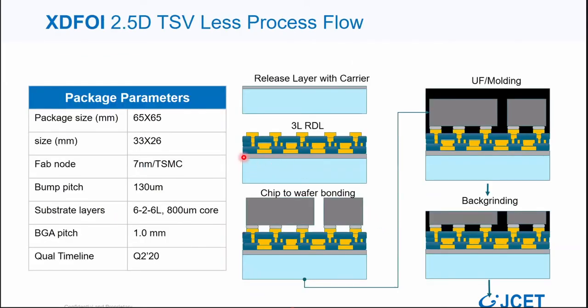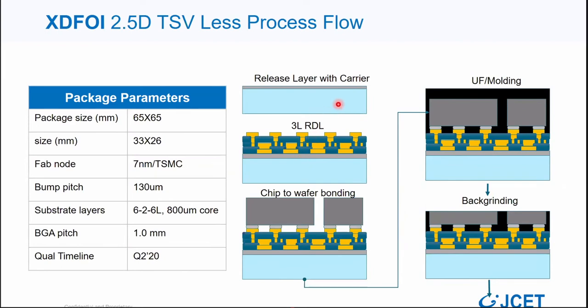Here it shows our XD fan-out 2.5D TSV-less process flow. For example, what we're working on is a 65 by 65 package size. The chip size is currently 13 by 26, with silicon at 7 nanometer and a bond pitch of 330 micron, with a 14 layer FCBGA substrate. The BGA pitch is about 1 mm. So this package will be already qualified.